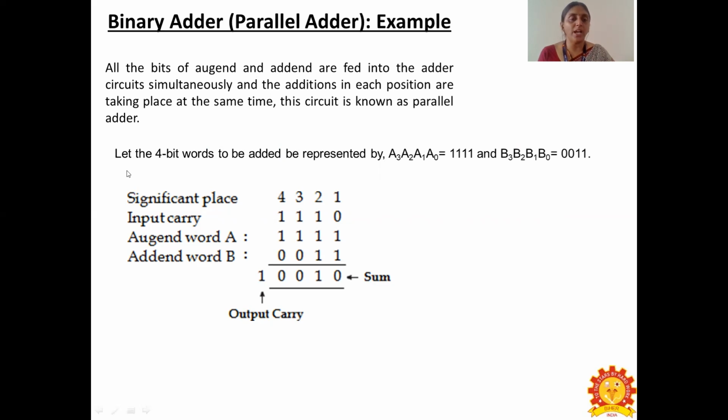And again, now when we add the two inputs A and B, that is A3 and B3, here A3 is 1 and B3 is 0. When we add them along with the carry, we get 0 as the sum value and 1 as the carry value.